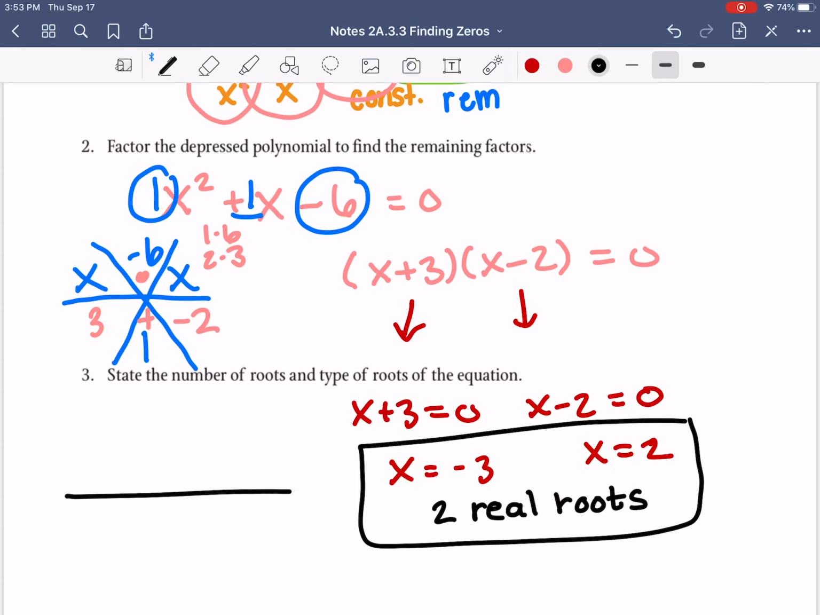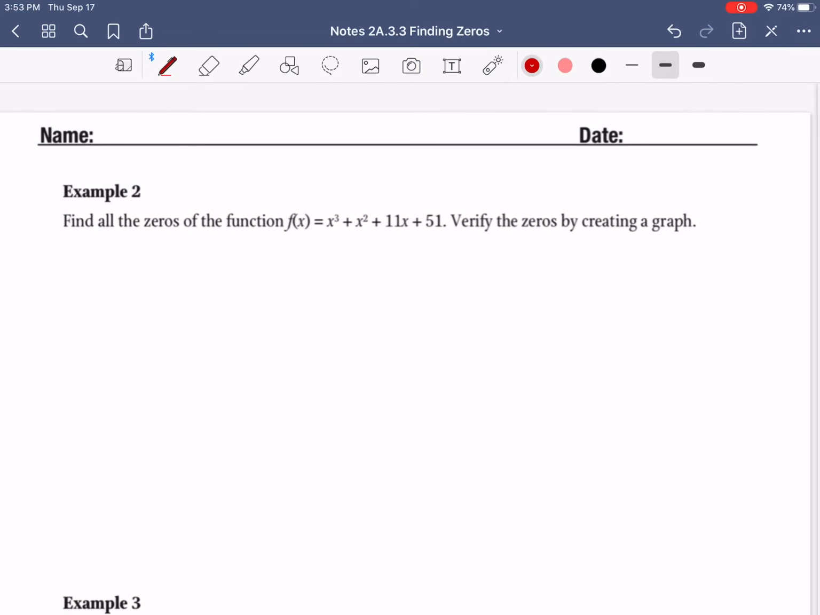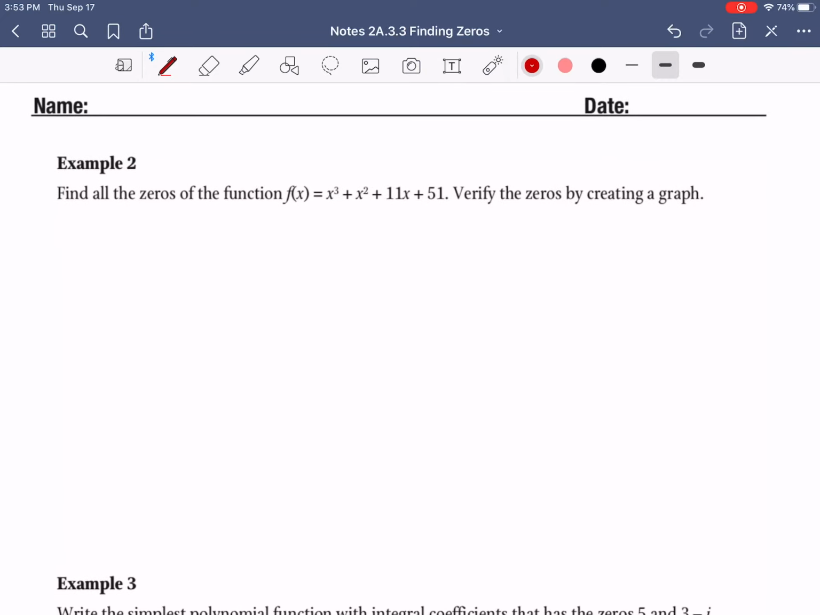So remember it's a cubic, so it's going to have a root at -3 and at +2. And I don't know exactly what it looks like, but I bet it looks something like this, if I had to guess. It's a cubic, so it has a little S-curve. It only hits the graph once, or twice, I mean. Okay, we're going to do one more example for today, and then we'll get these put into our notebook, okay?